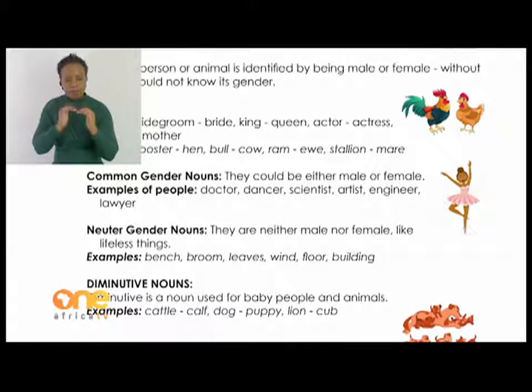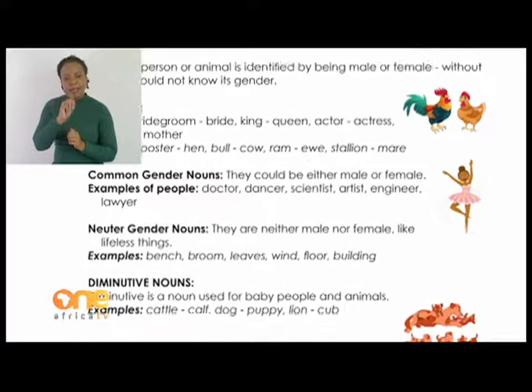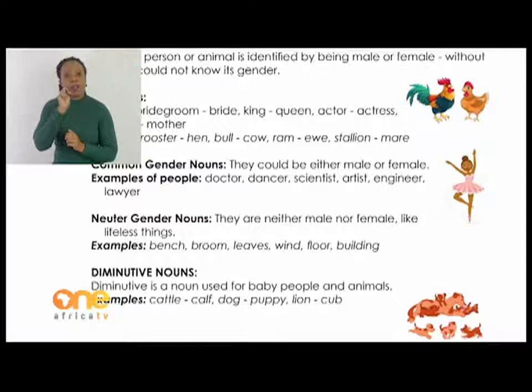Now, we need to go on to diminutives. I want to understand that you have grasped the masculine and the feminine nouns. Let's go on to, still on page 3, diminutives or diminutive nouns. Diminutive nouns are used for baby people and animals, or we can safely say the young ones of people and the young ones of animals are called diminutive nouns.